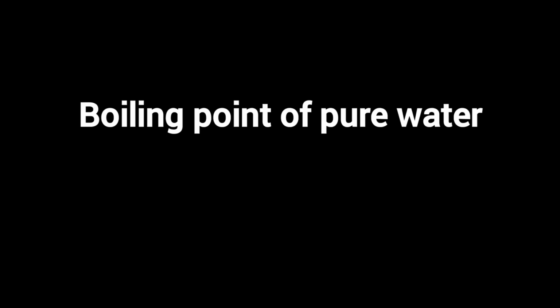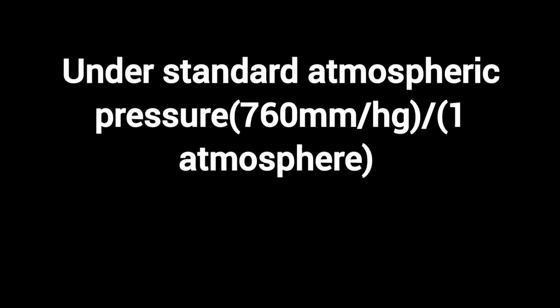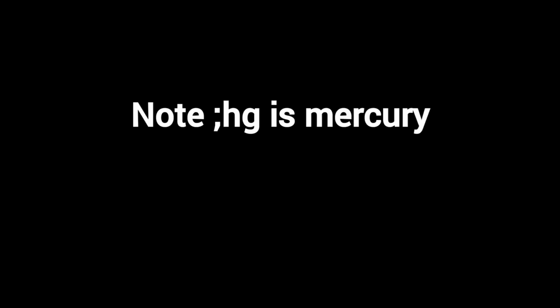Let's discuss the upper fixed point. The upper fixed point refers to the boiling point of pure water being boiled under standard atmospheric pressure, which is 760 millimeters of mercury, or 1 atmosphere, or 10 power 5 pascals. Please note that Hg is mercury.